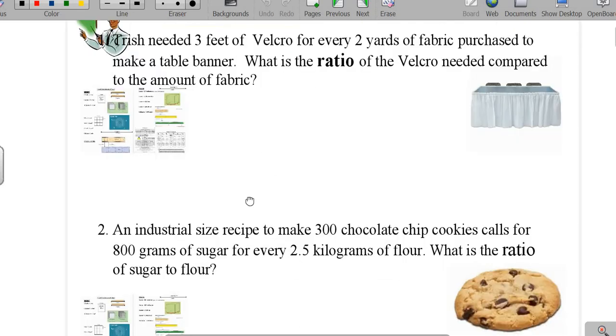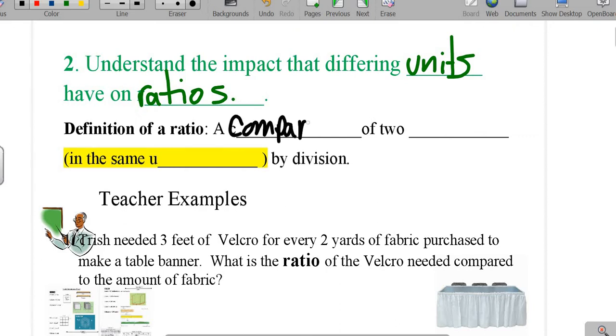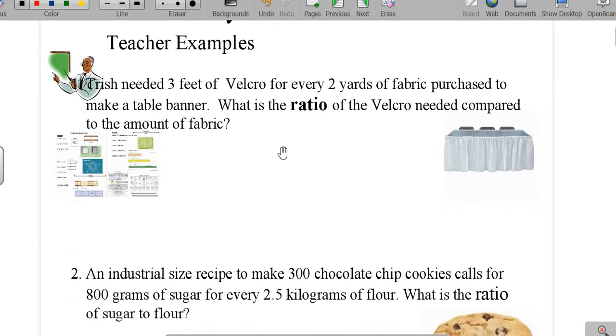You need to understand the impact that differing units have on ratios. Definition of a ratio is a comparison of two values by division which are in the same unit. That's an important clarification. So let's do a couple examples together.